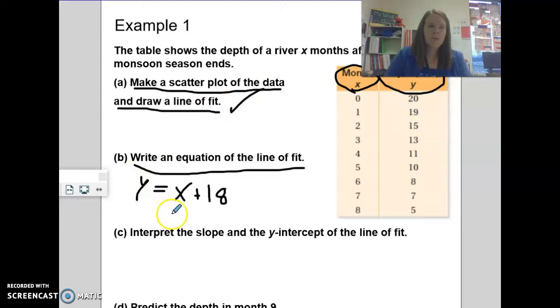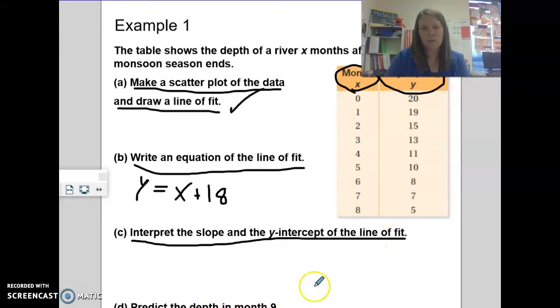Let's go to the next part, which is to interpret the slope and the y-intercept of the line of fit. Remembering going back into interpreting those. This one, I'm just going to explain it. I'm not going to write it out. It's a lot harder for me to write with this.